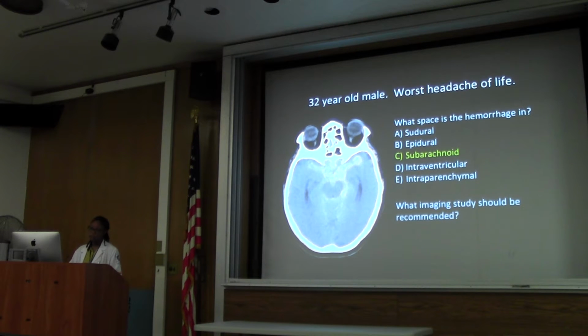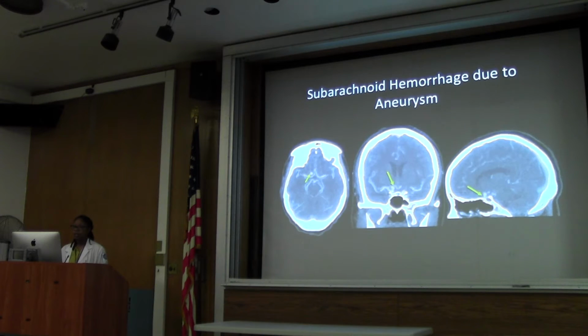And what study would you recommend? Patient would need a CTA, obviously, because the most common cause of non-traumatic subarachnoid hemorrhage would be rupture of aneurysm. So in this case, the patient had a CTA. You can see here nicely we're at the circle of Willis, axial, coronal, and sagittal images, and we can see that there's a focal outpouching of contrast right at the M1 segment of the middle cerebral artery, and that's compatible with an aneurysm. Okay? So subarachnoid, any questions on these images?